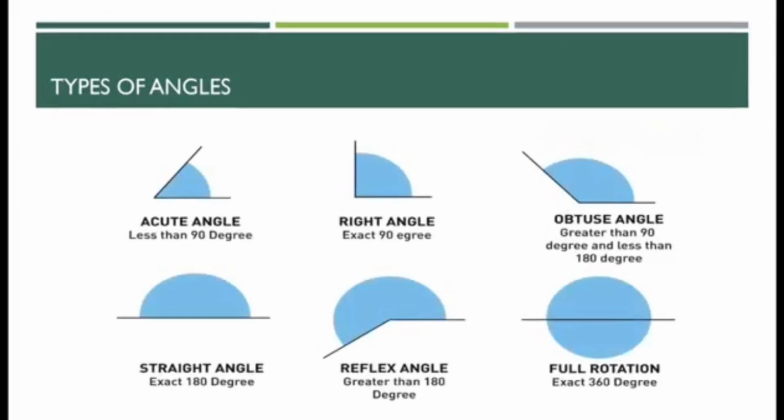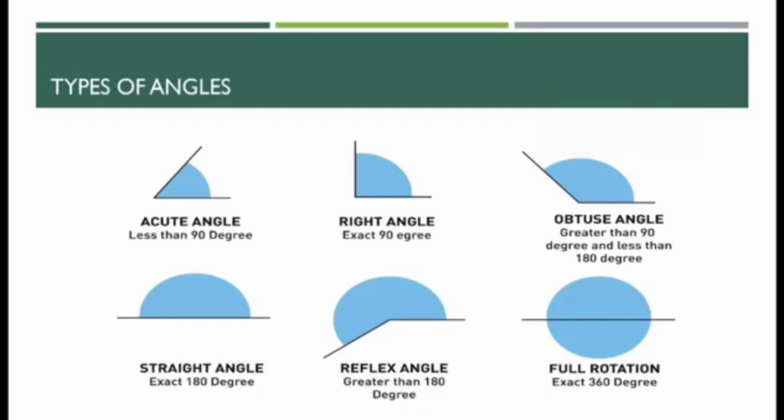An acute angle. An acute angle lies between 0 degrees and 90 degrees, or in other words, an acute angle is one that is less than 90 degrees. Obtuse angle. An obtuse angle is the opposite of an acute angle. It is the angle that lies between 90 degrees and 180 degrees, or in other words, an obtuse angle is greater than 90 degrees and less than 180 degrees.